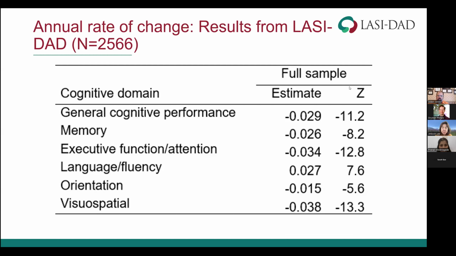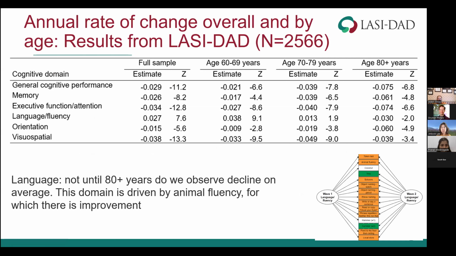By and large, you see similar levels of decline for all the domains except for language and fluency, where there's improvement over time. This is in the full sample. We then stratified by age, and what we see is there's progressively steeper cognitive decline with older ages.